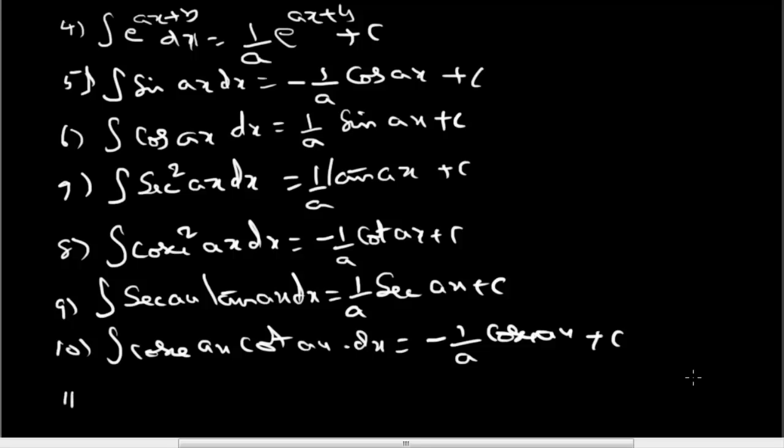Number 11, integral dx by root of a squared minus x squared. Put a star mark for this. The tail for all these formulae is 1 by a. Here 1 by a you don't come across; it is sin inverse x by a plus c. Because when you differentiate sin inverse x by a plus c, you get 1 by root of a squared minus x squared.